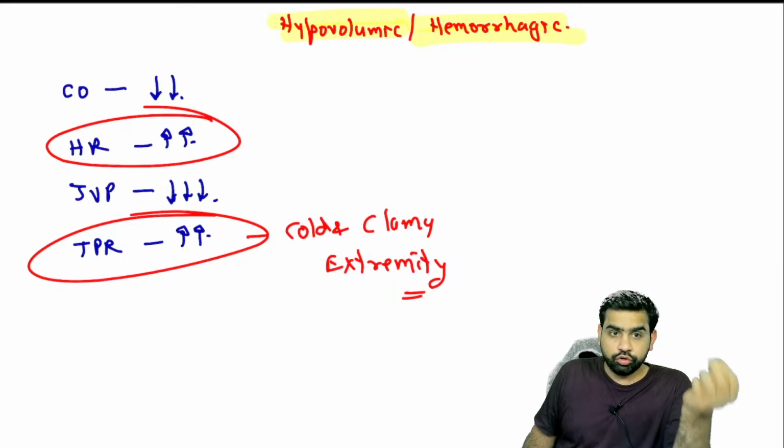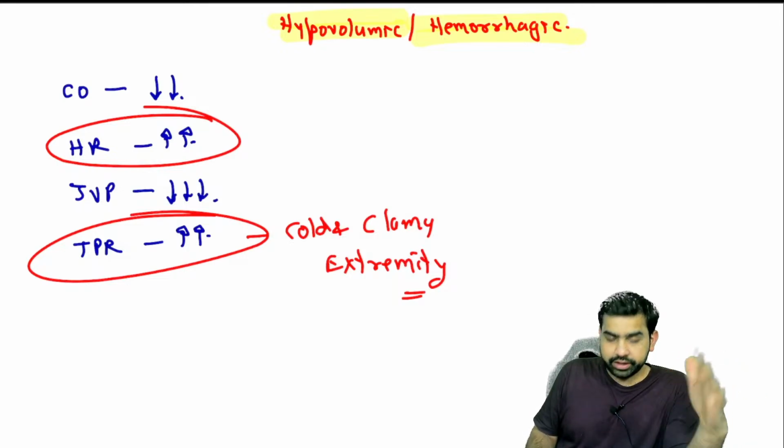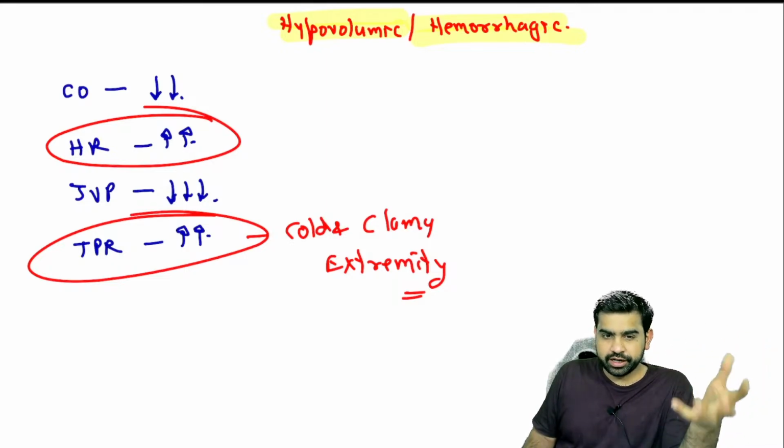In patients with neurogenic shock, what is happening? The sympathetic outflow is cut off, and because of that the heart rate is going to go down. The total peripheral resistance is also going to go down, and that is why in neurogenic shock you get warm extremities.